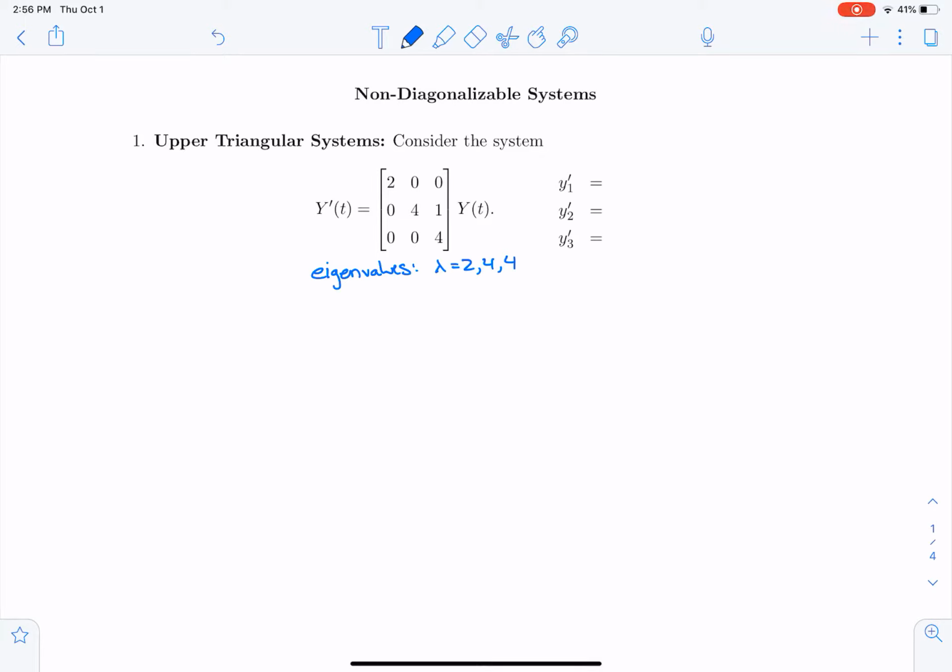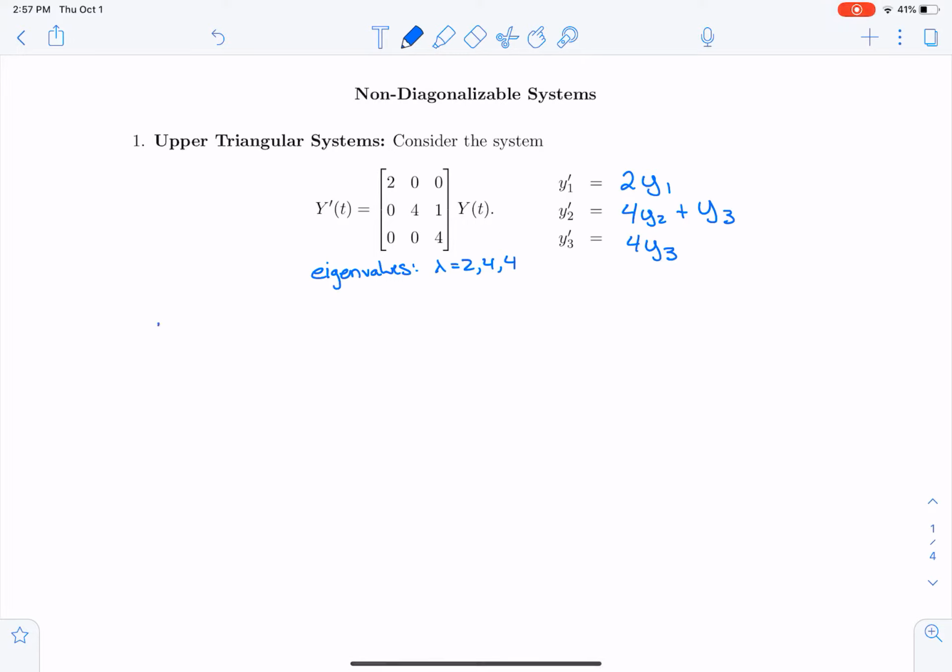So I want to rewrite this system in kind of a fun way, using each component. y1 prime is going to equal just 2 times y1. And y2 prime in this case equals 4 times y2 plus y3. And y3 prime, in fact, equals 4 times y3. Because this system is upper triangular, not all of the equations depend on each other, and so we can actually solve some of these equations.